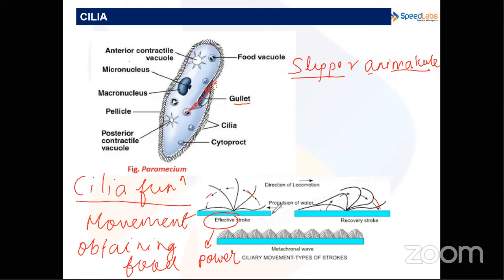So you can see water's direction is this way, and look at the cilia bending this side in the power stroke and then this side in the recovery stroke. So the direction of locomotion is this side. So this helps in movement of the animal forward. All right. So this is in short an example how the cilia moves. So what kind of movement is shown by the cilia and what kind of movement is shown by the flagella? That is very important.